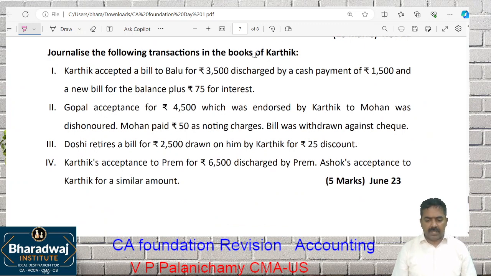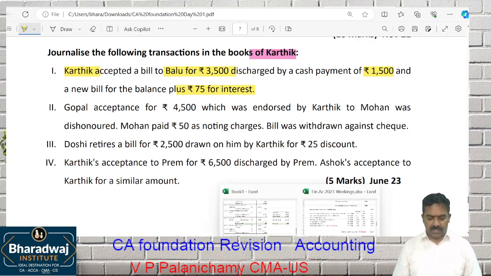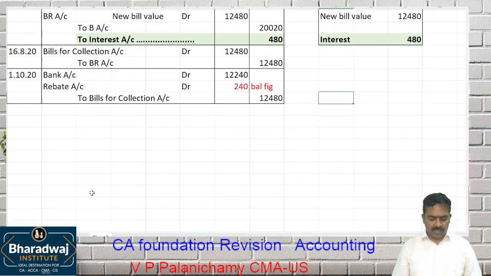They are asking you to pass journal entries in the books of Karthik. Karthik has accepted a bill to Balu for how much? 3,500, discharged by cash payment of 1,500 and a new bill for the balance plus 75 rupees interest. Are we going to draw the bill or accept the bill? Accept the bill. In the books of Karthik.